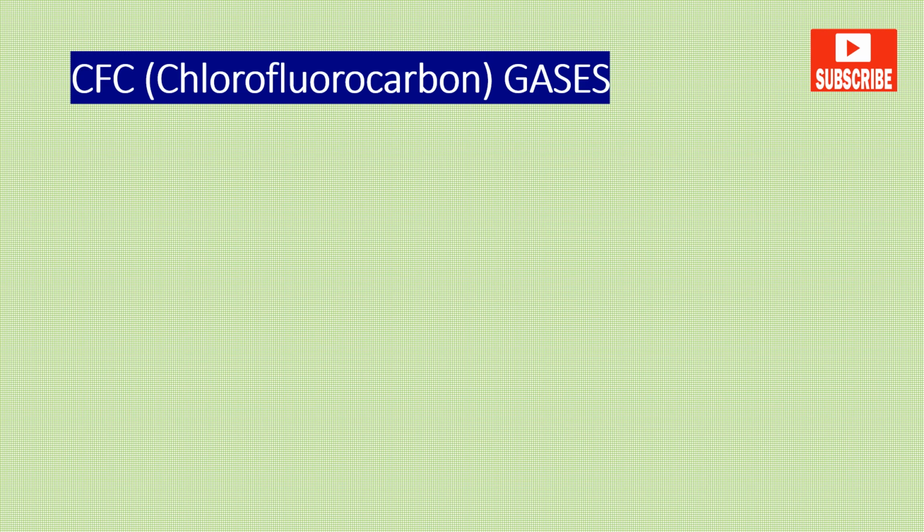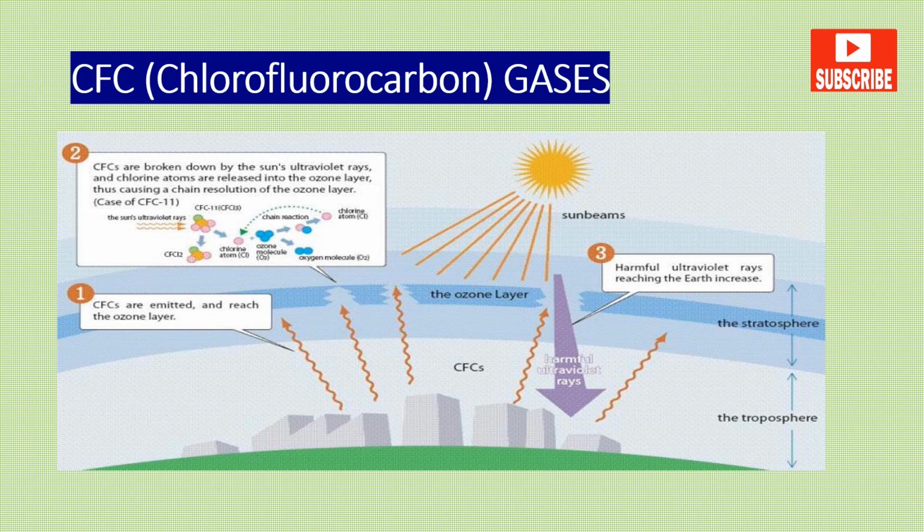CFC gases, which is also called chlorofluorocarbon gases. These are the gases that are harmful to the ozone layer in the Earth's atmosphere. And I'll discuss the ozone layer later. So if you see, the first one is CFC emitted and reaches the ozone layer. Then the second point, CFCs are broken down by the sun's ultraviolet rays and chlorine atoms are released into the ozone layer, thus causing a chain reaction of the destruction of the ozone layer. The third is harmful ultraviolet rays reaching the earth increase.